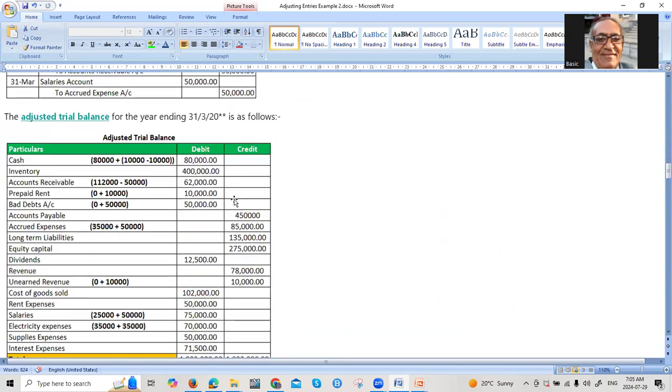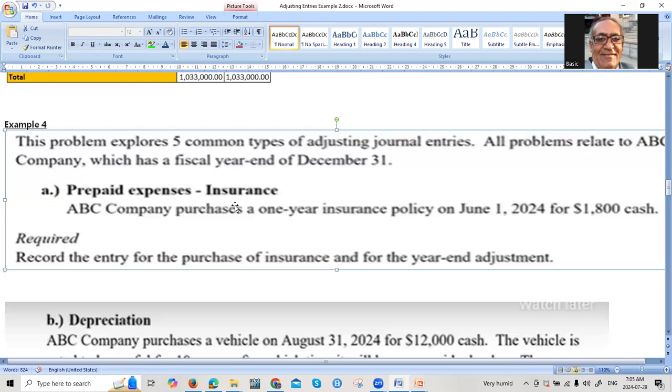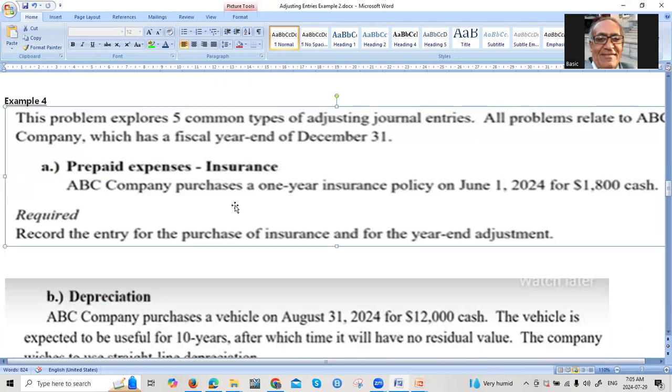So journal adjustment entries is what we will do regarding two things: we have expenses and we have revenues. In the revenues, we have prepaid revenues, or unearned revenues, and also accrued revenues. And in the expenses, we have prepaid expenses and accrued expenses. So the revenues and expenses each have two things, prepaid and accrued.